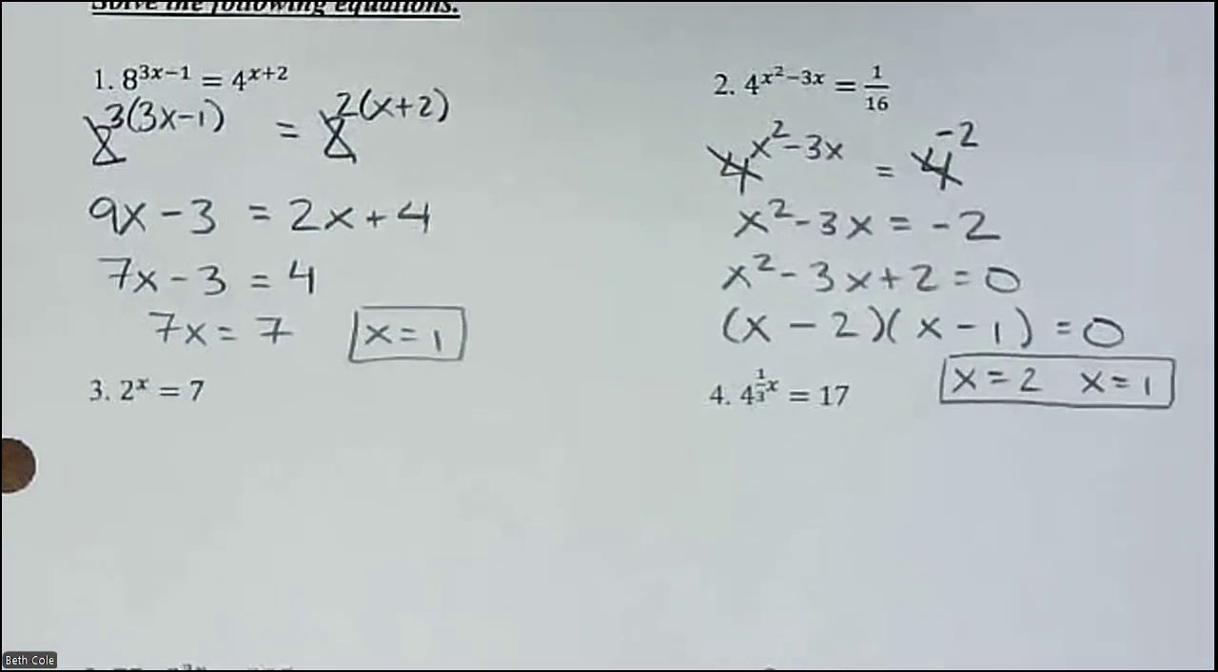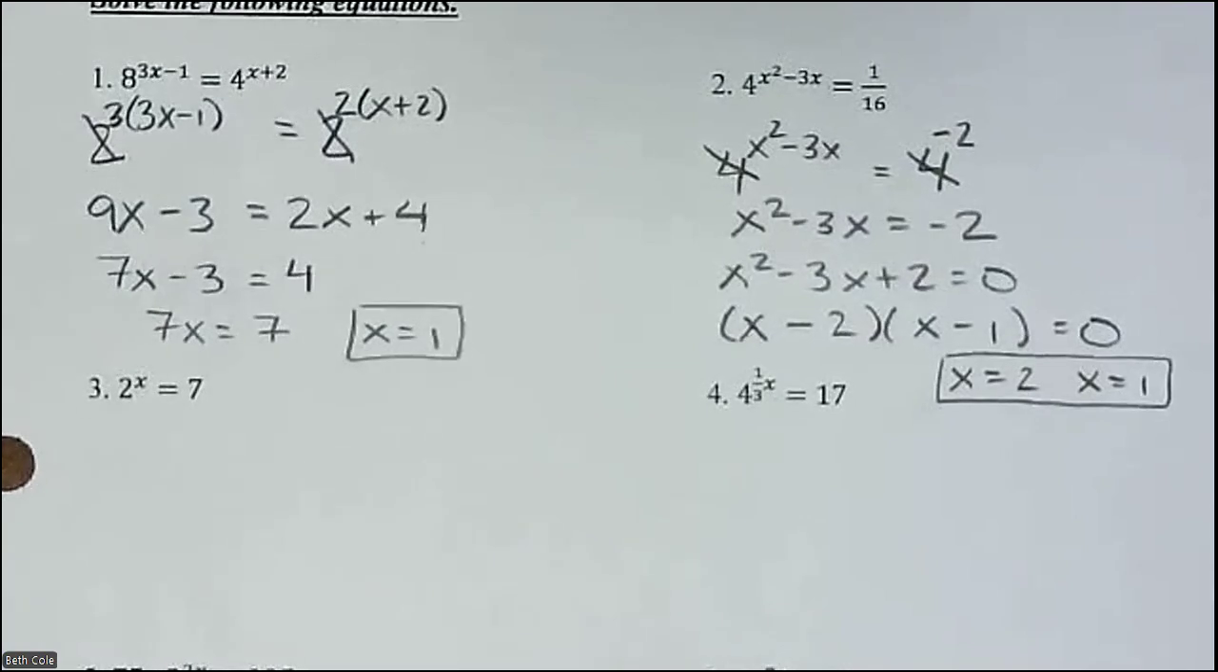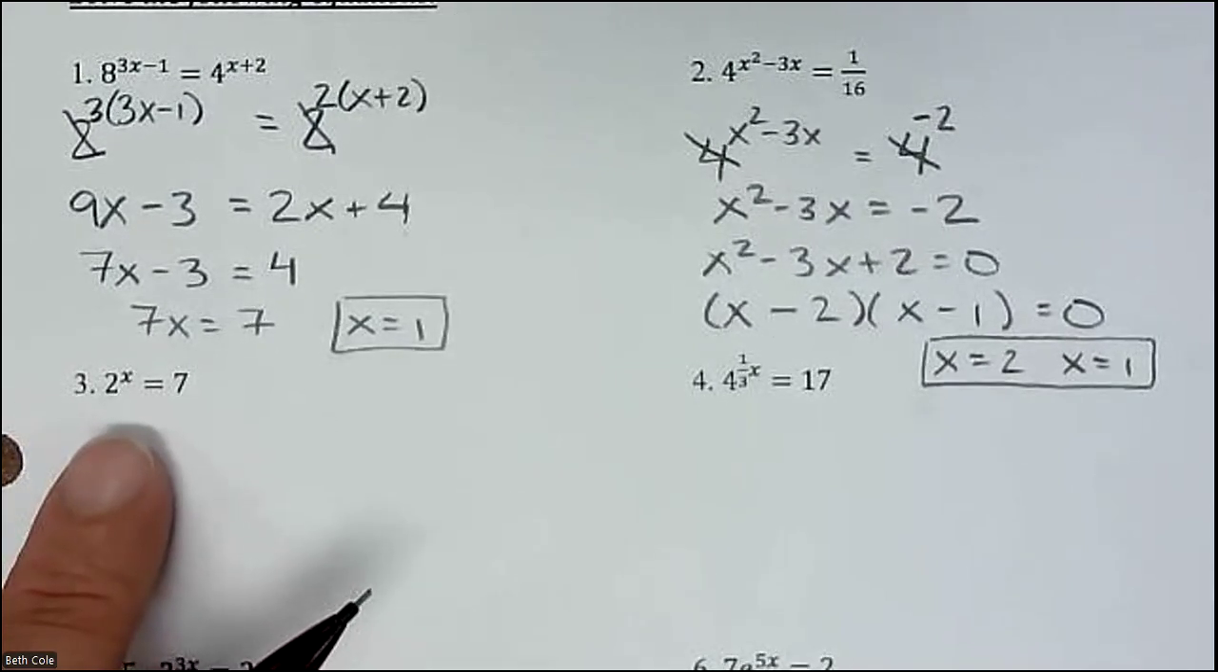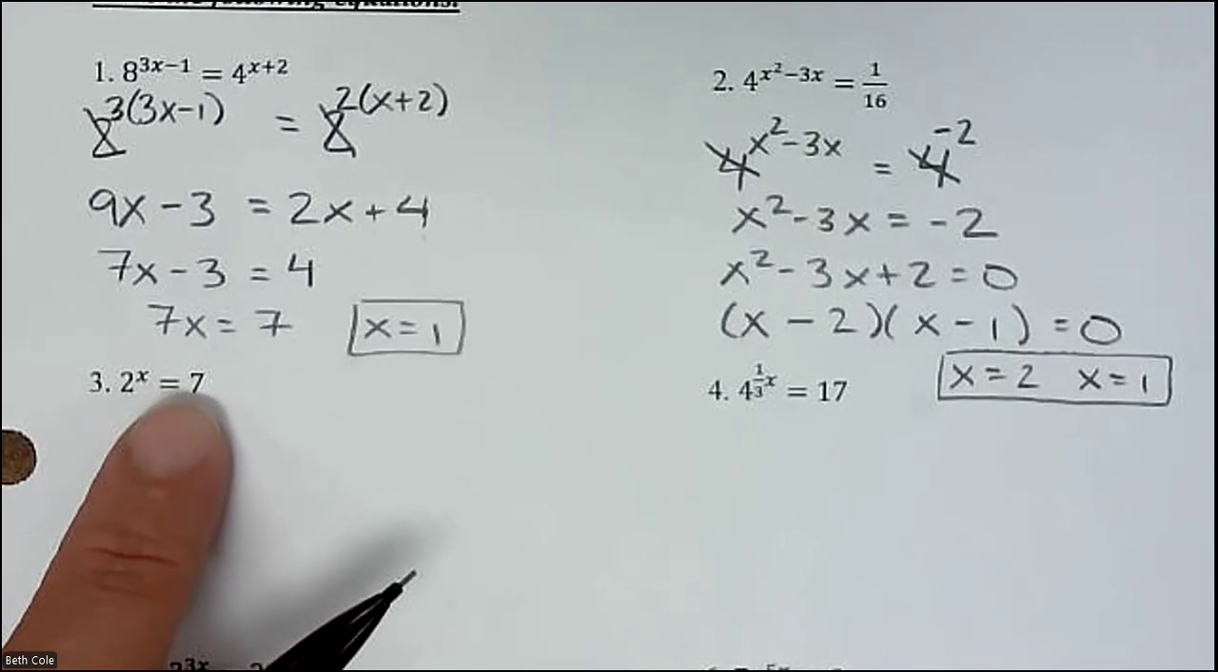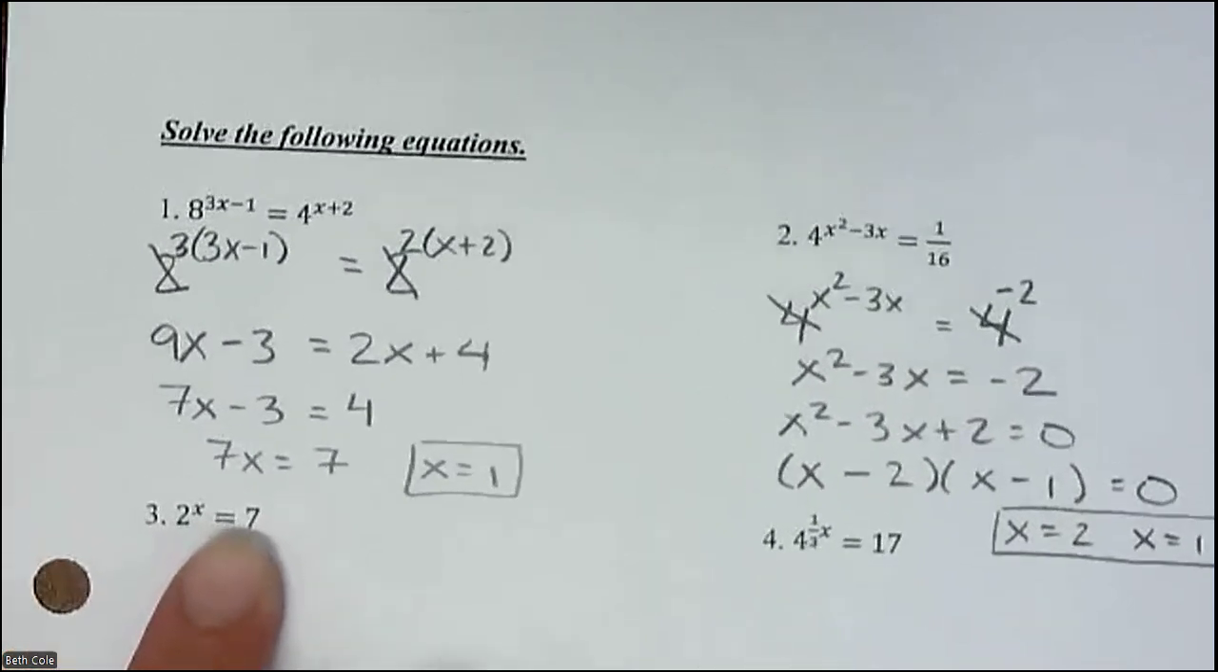So that's it. Now, when you look at this one, you should go, hey, wait, that method that we just did isn't going to work. Why not? 2 to what power gives you 7? I don't know. There's some weird decimal, but I don't know what it is. So that method is not going to work.